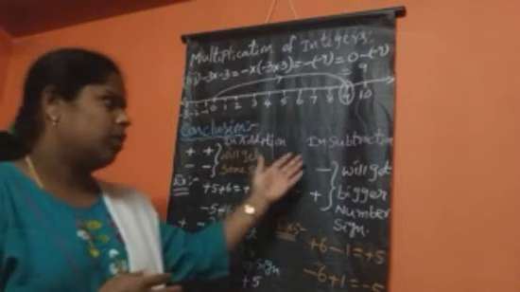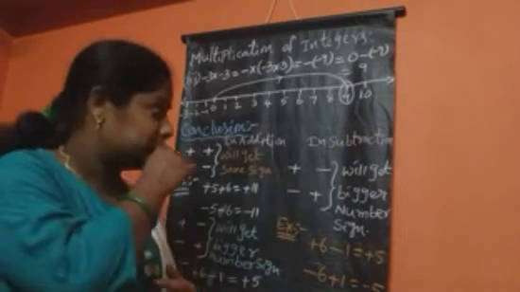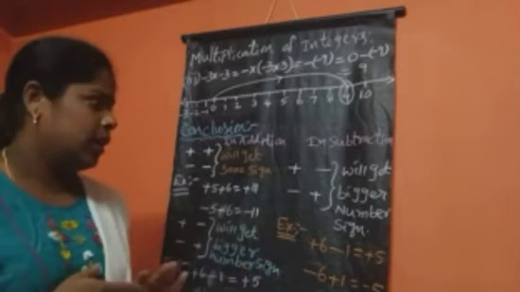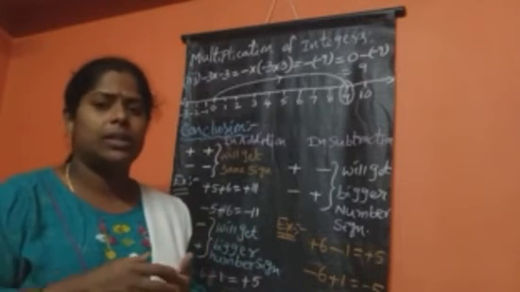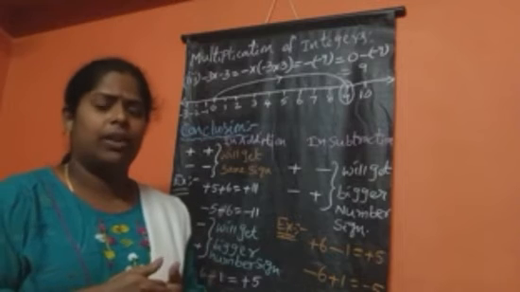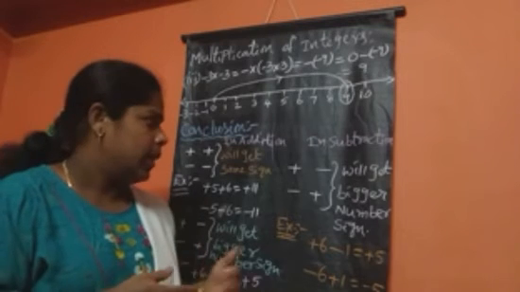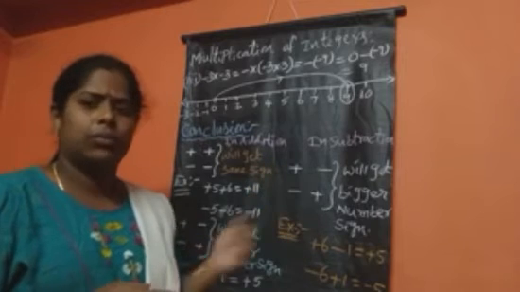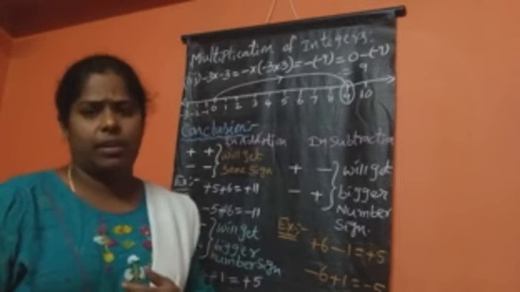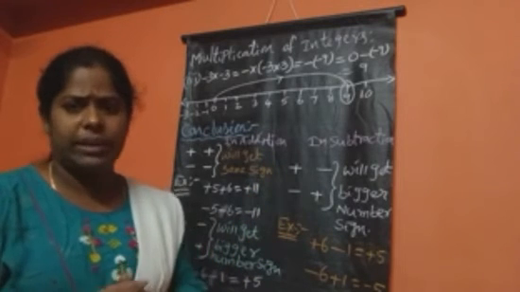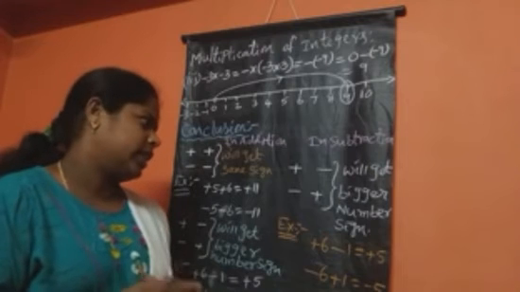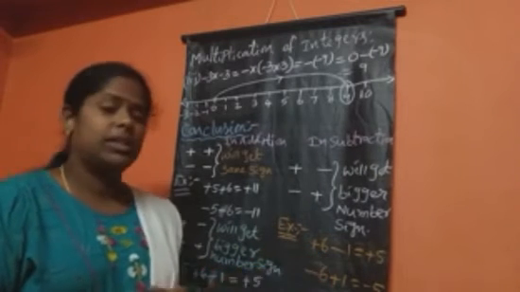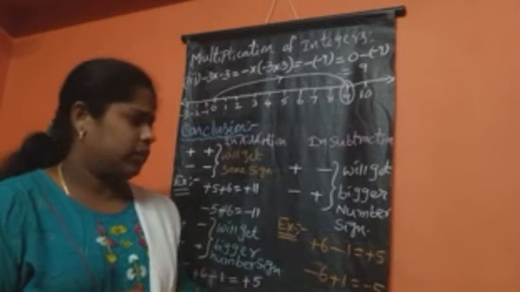So let us come to subtraction. In subtraction there is only one way. In two numbers, one has a positive sign and one has a negative sign. So when plus and minus, or minus and plus, when we subtract those two numbers, we will get the bigger number's sign only. Take examples like this. Plus 6 minus 1 means here we have to go to subtraction.